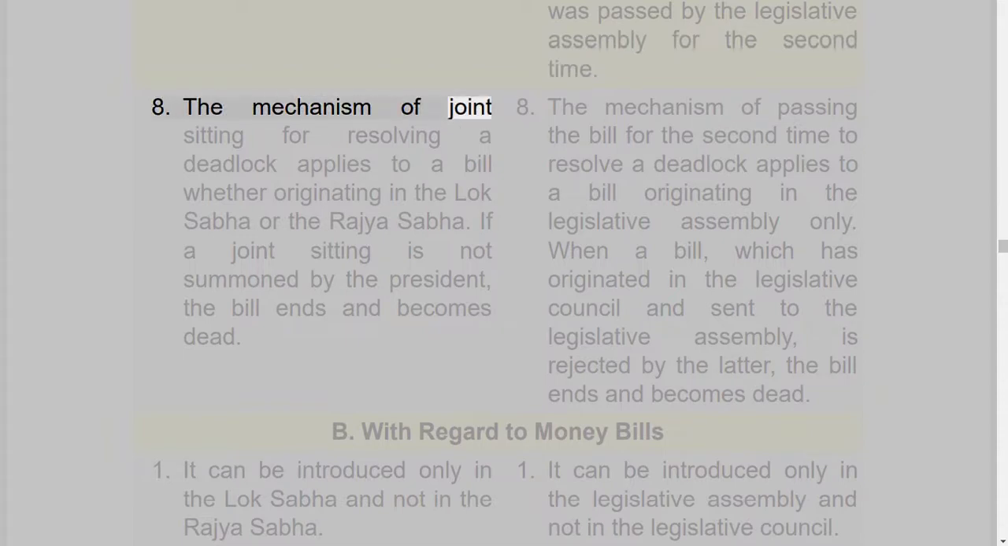8. The mechanism of joint sitting for resolving a deadlock applies to a bill whether originating in the Lok Sabha or the Rajya Sabha. If a joint sitting is not summoned by the President, the bill ends and becomes dead.